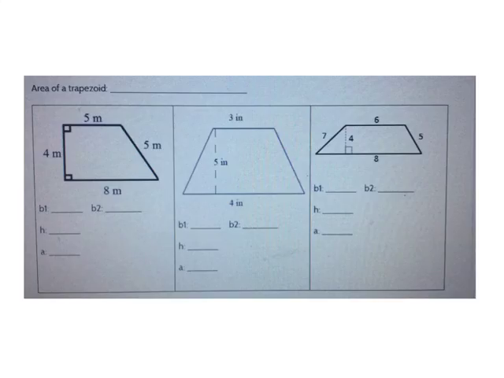The last shape that we've learned is a trapezoid. Remember, to find the area of a trapezoid, I have to add the two bases, base 1 plus base 2, multiply by the height, and then divide by 2. Let's try a few.